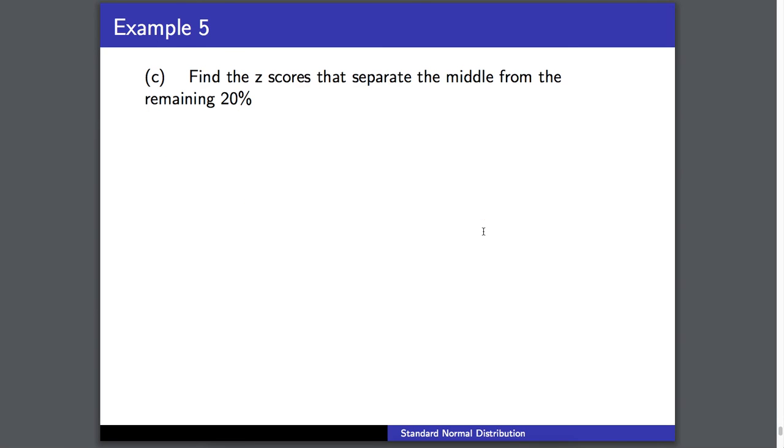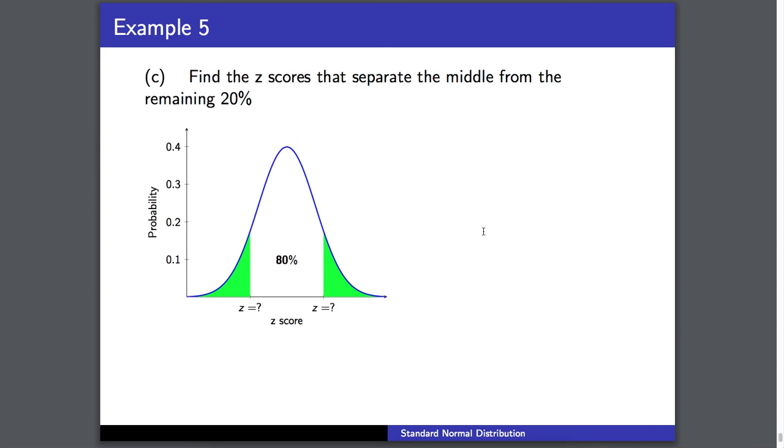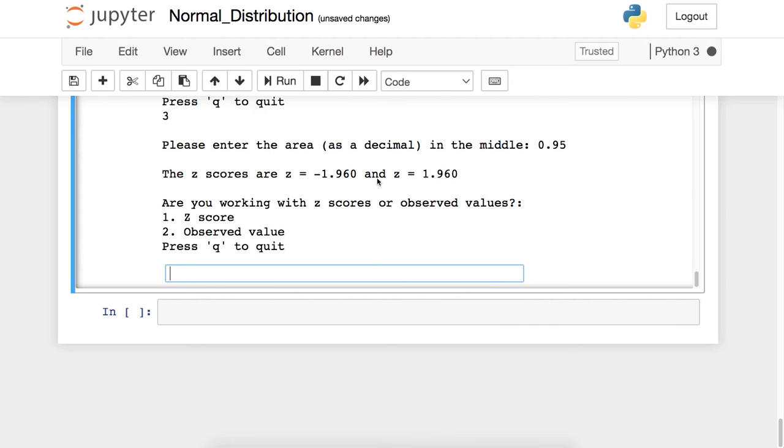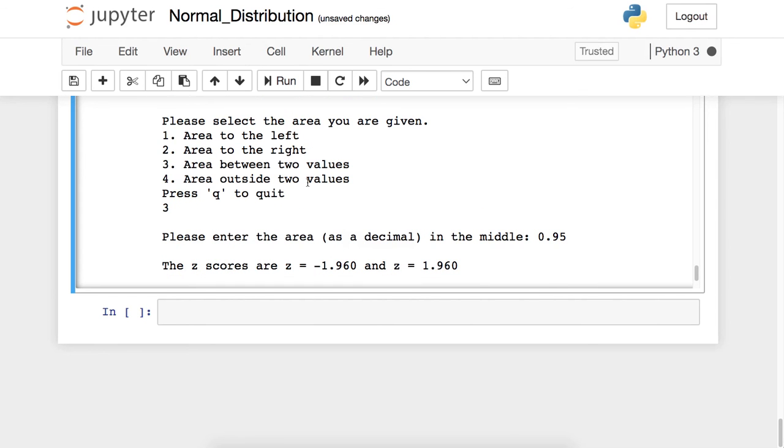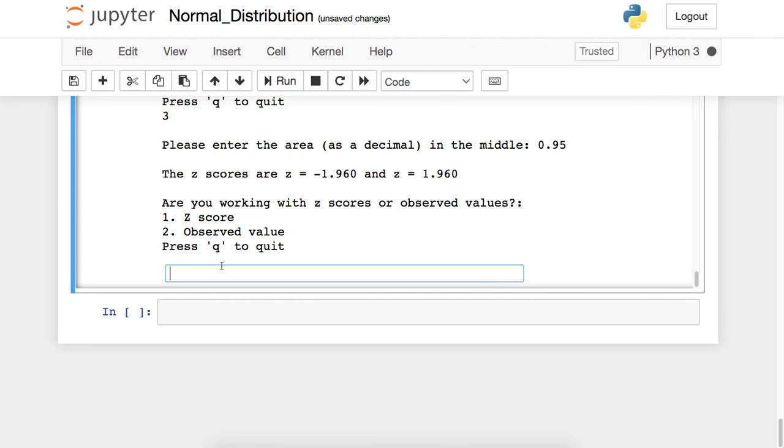All right, part C, find the z-scores to separate the middle from the remaining 20%. So this time the 20% is outside. That means there's 80% inside. So one way is to enter this in with 80, but again, we also have the value, the total area outside the two values as well. So again, various options you have available to get the same answer.